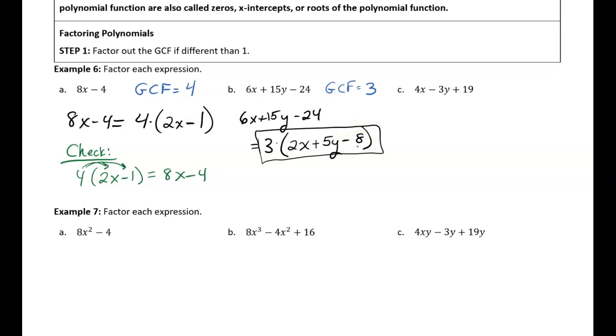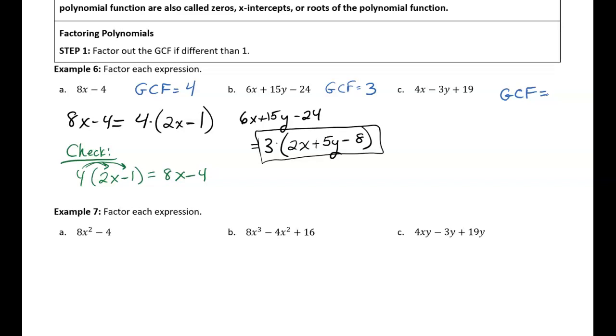Last one, part C. 4x minus 3y plus 19. So all my variables are different. So my GCF is not going to have any variables in it. Let's consider the 4, the 3, and the 19.